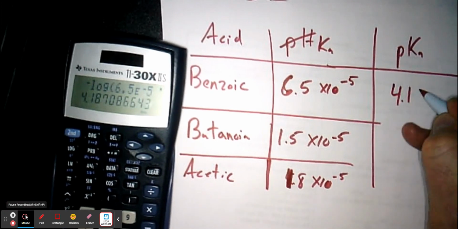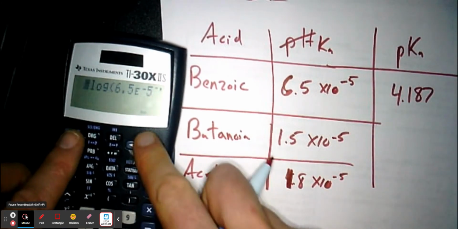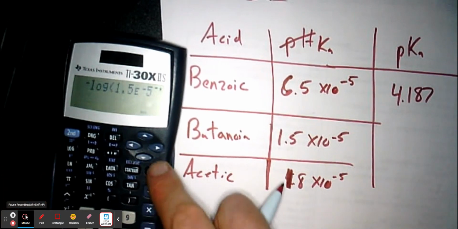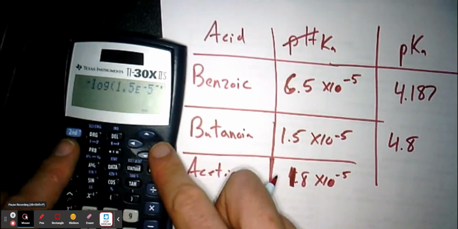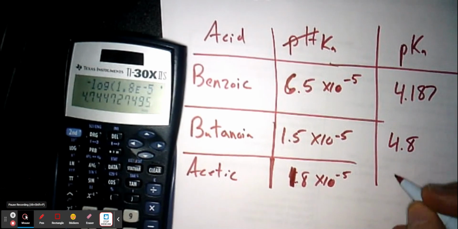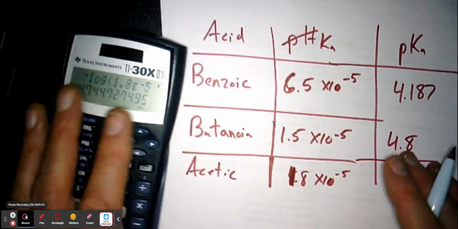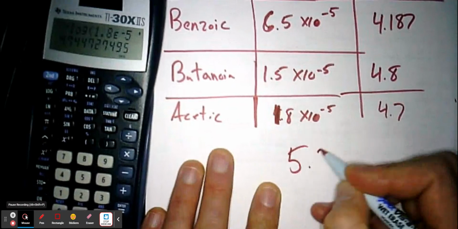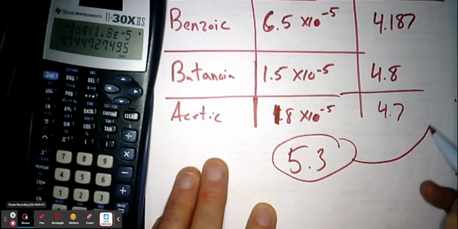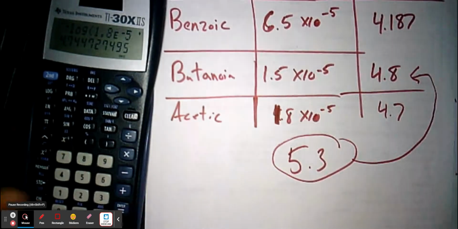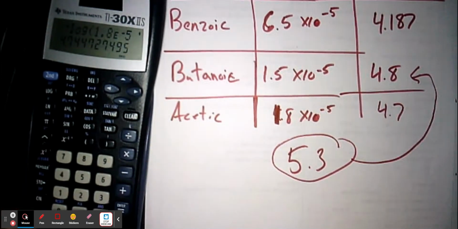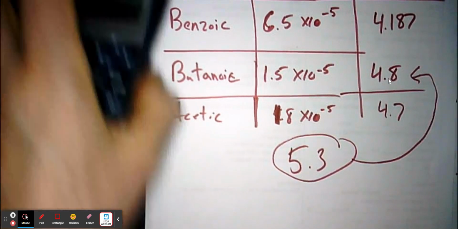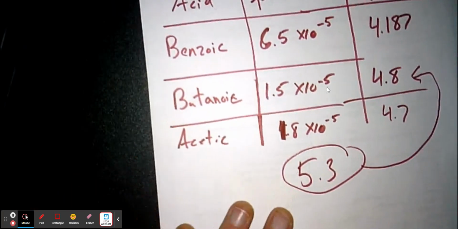First one is 4.187. 4.8. 4.7. So our targeted pH is 5.3. If you've got a limitless supply, you don't really care about anything in terms of toxicity or anything, butanoic is the one we're going to go with. All right. So we're going to make a buffer with that, and we need 450 milliliters of it. All right. So we're using butanoic acid.